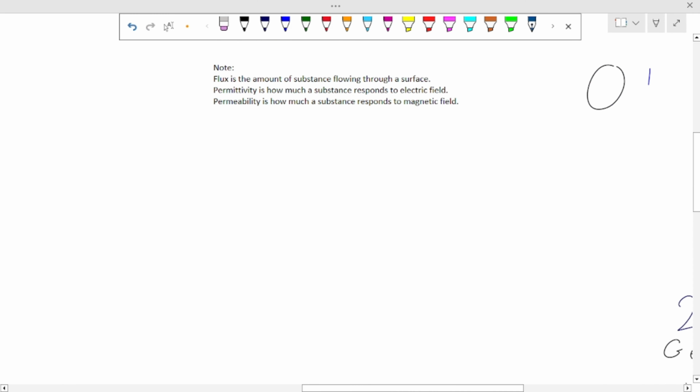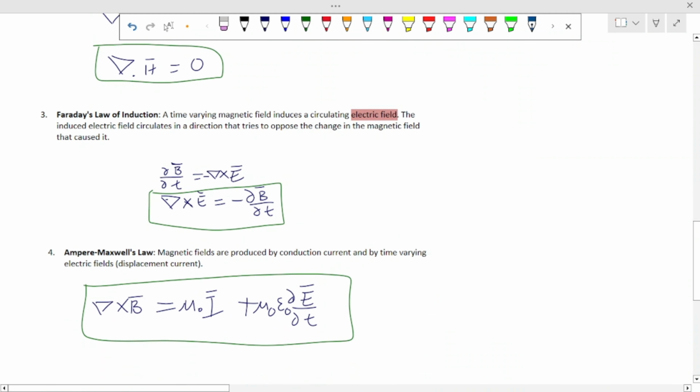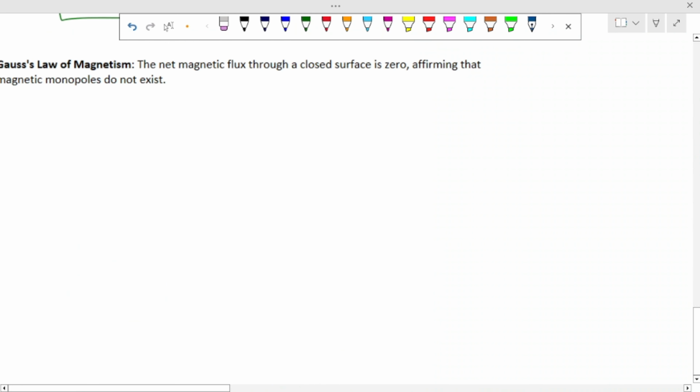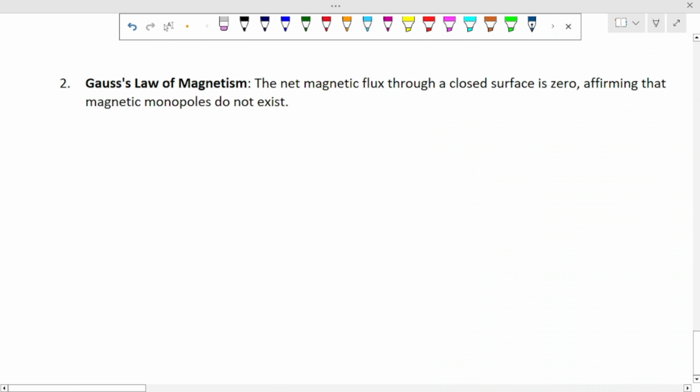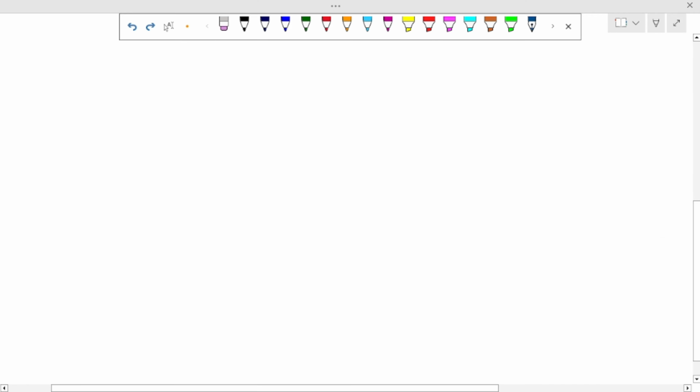So how do we write that mathematically? Magnetic monopoles do not exist. Net flux has to do with the idea of total, and then we'll come to our integral sign. Net has to do with total.